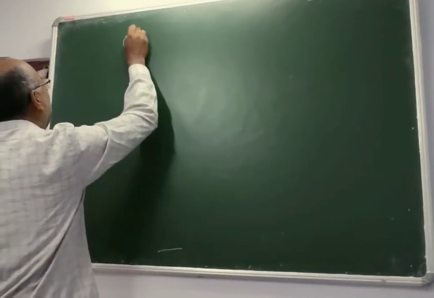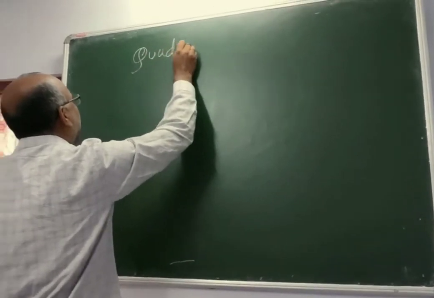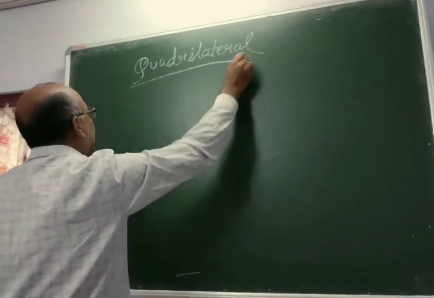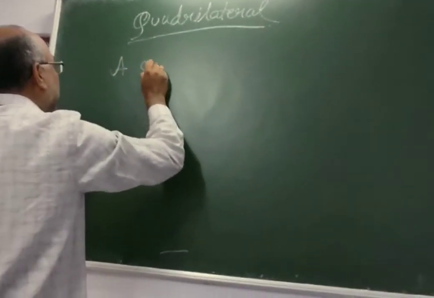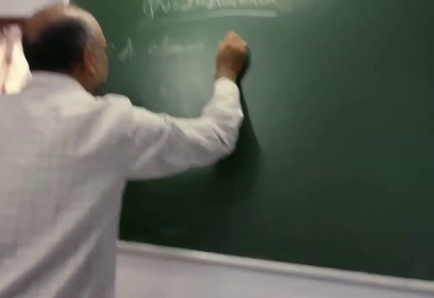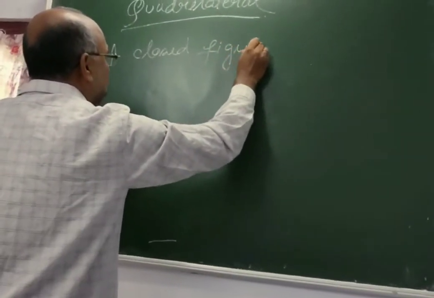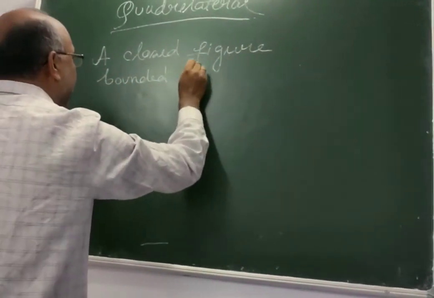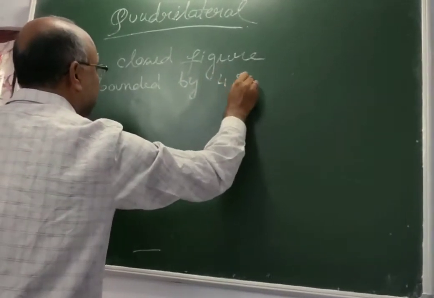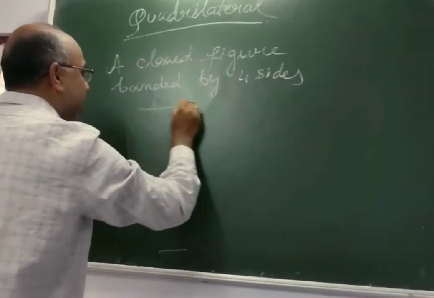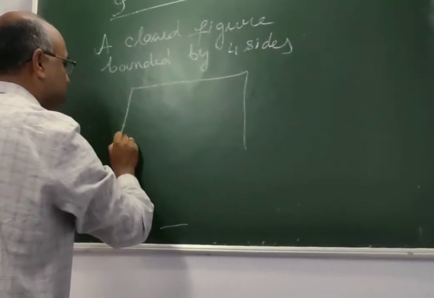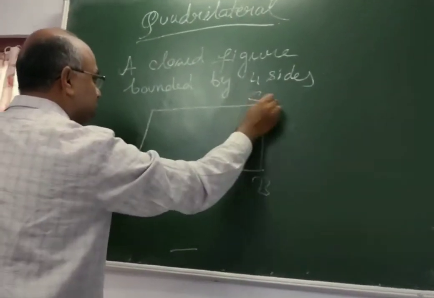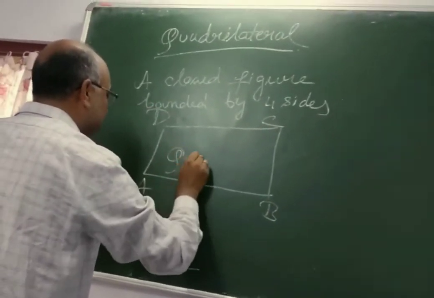So let me start with quadrilateral. As you already know, whenever we talk about a quadrilateral, it means a closed figure bounded by four sides. That means any figure which is bounded, closed by four sides. See, there are four sides and this figure is closed. So this ABCD is a quadrilateral.